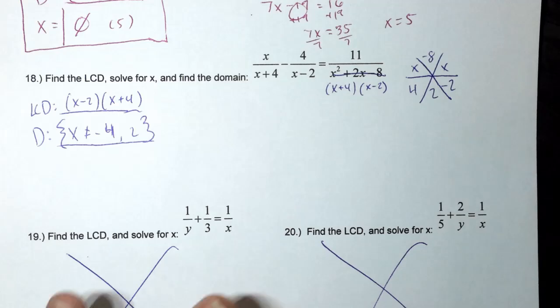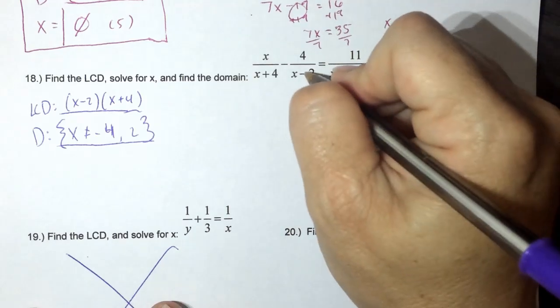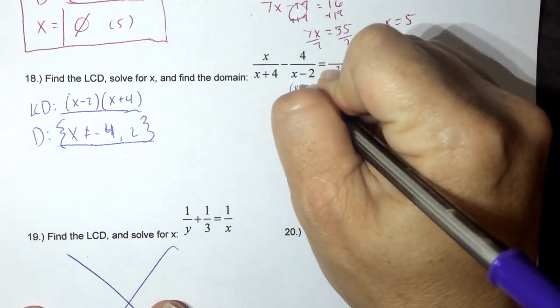Jake, go lay down. Okay, so this has the x minus 2, it needs the x plus 4. Go lay down.